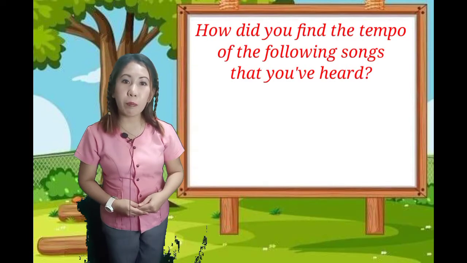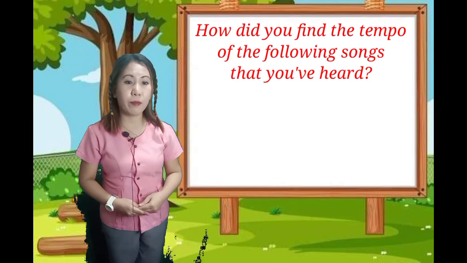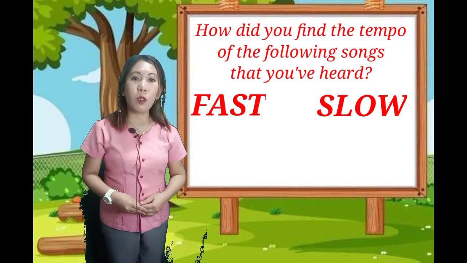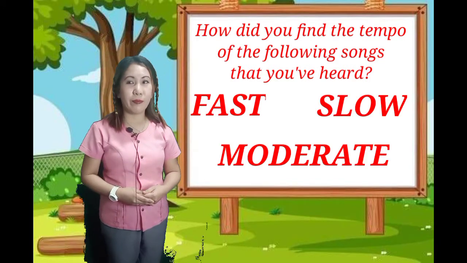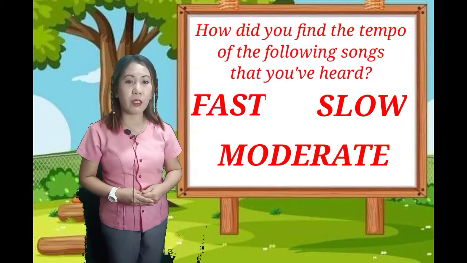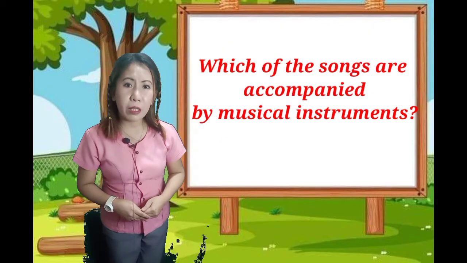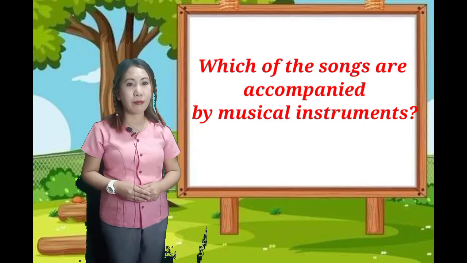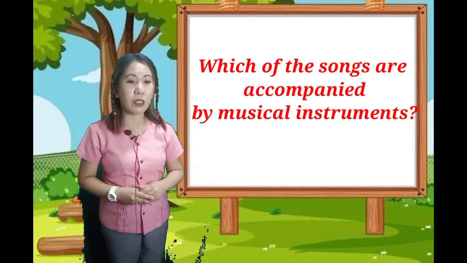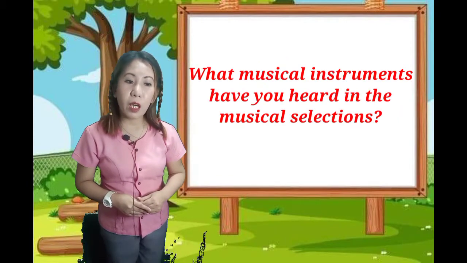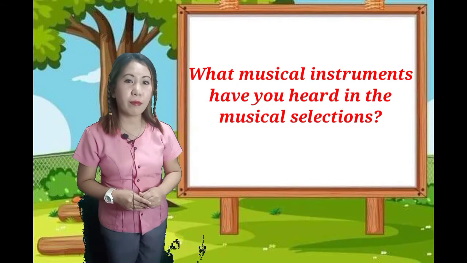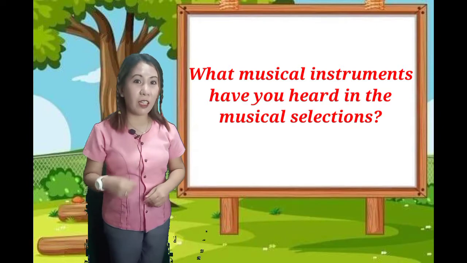How did you find the tempo of the following songs that you've heard? Was it fast, slow, or moderate? Yes, some are slow and some are moderate. Which of the songs are accompanied by instruments? Yes, all of them are accompanied by instruments. What musical instruments have you heard in the musical selections? Yes, usually it is a guitar.